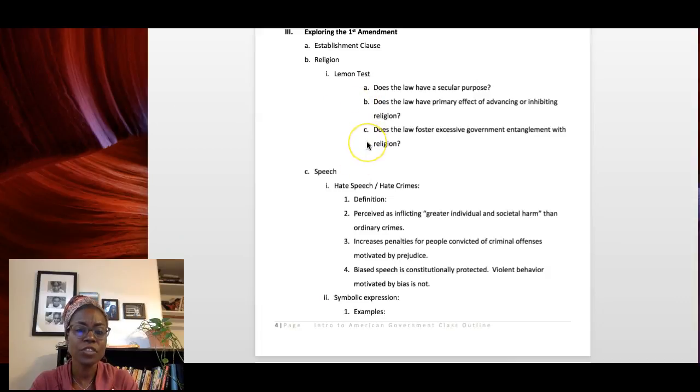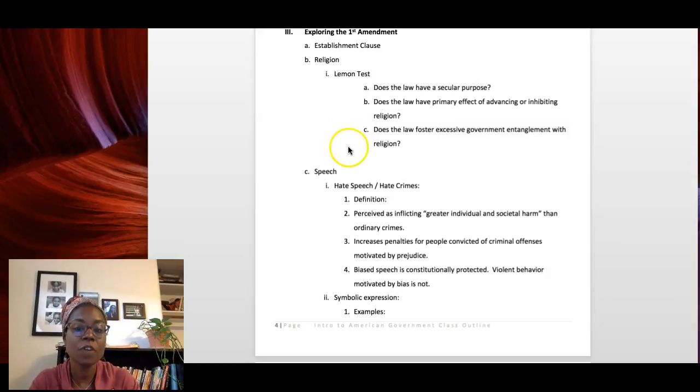All three of these questions for the Lemon Test have to be answered in order for a law to be ruled as constitutional. So, does the law have a secular purpose? This answer has to be yes. Does the law have the primary effect of either advancing or inhibiting religion? The answer to this has to be no. And it's important to remember both. You can't say, well, it doesn't advance religion, but it actually inhibits religion, because that is a problem as well.